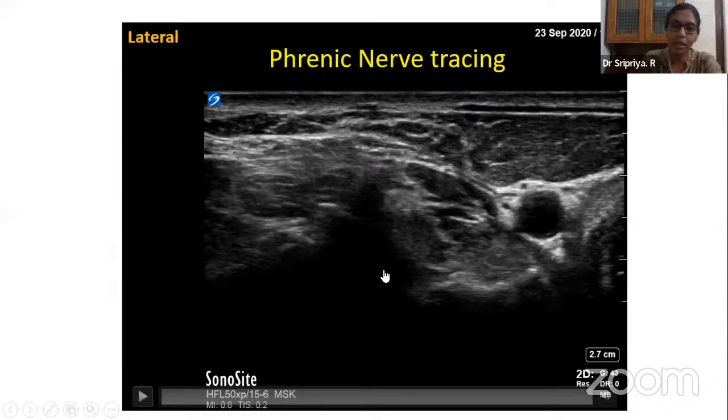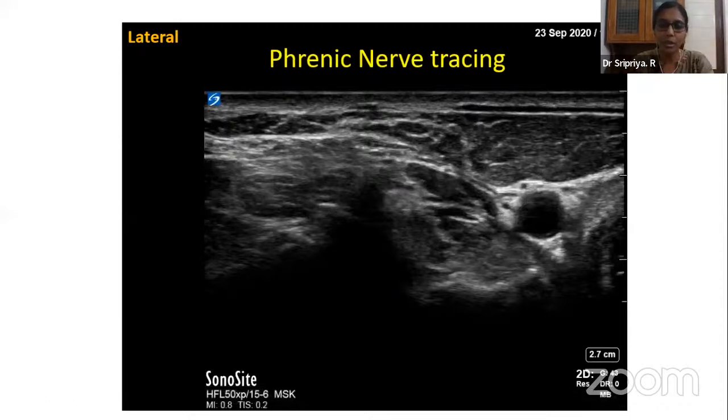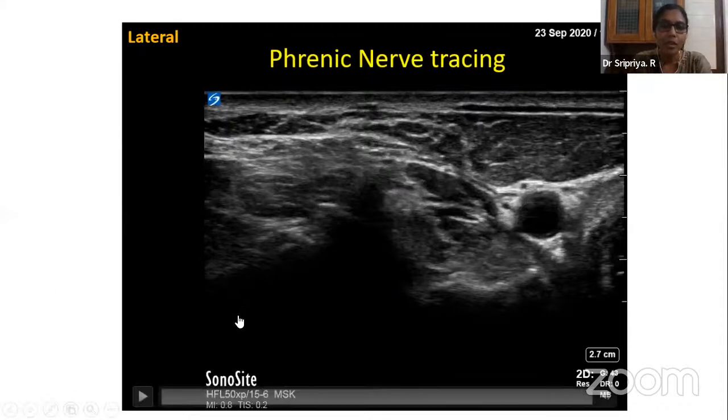And this is a 30-second video. I'll play it twice or thrice so that everyone can pay attention to it. So this is just as Dr. Anup said, the probe is placed transverse on the neck at the level of the cricoid cartilage.